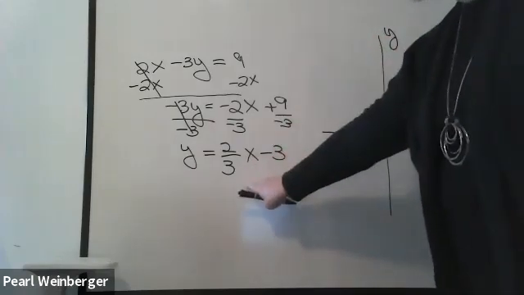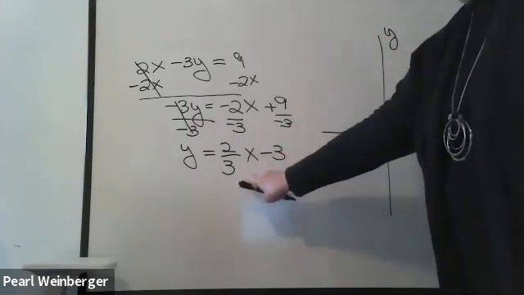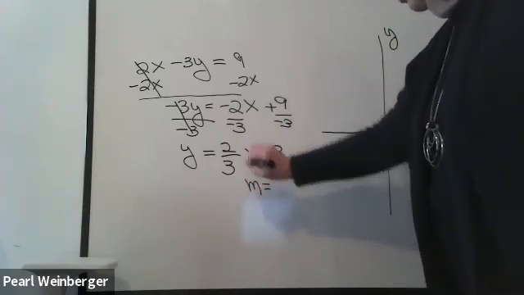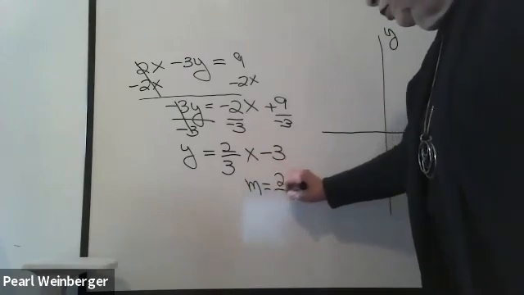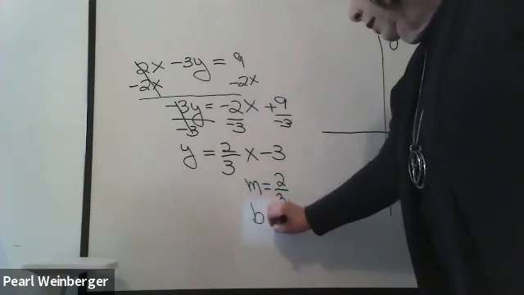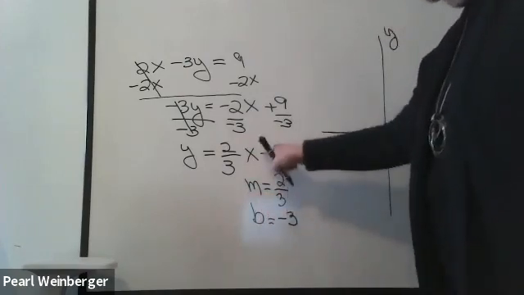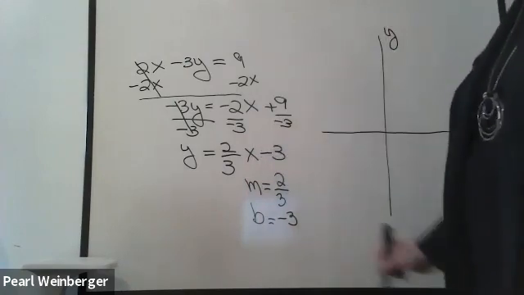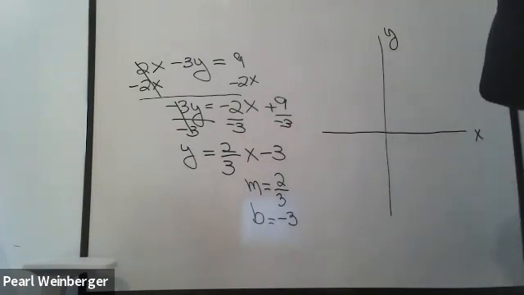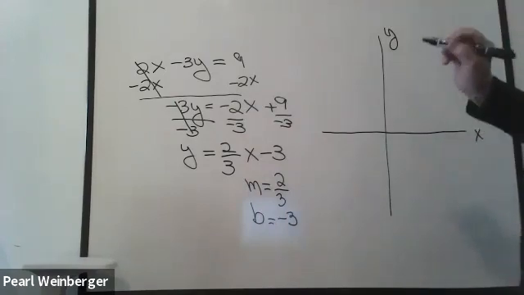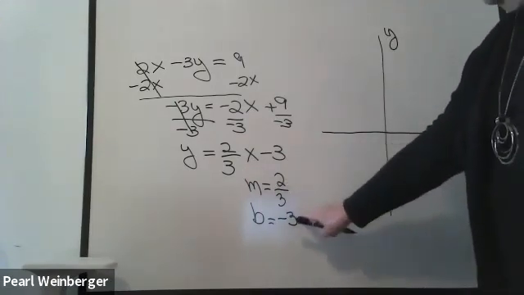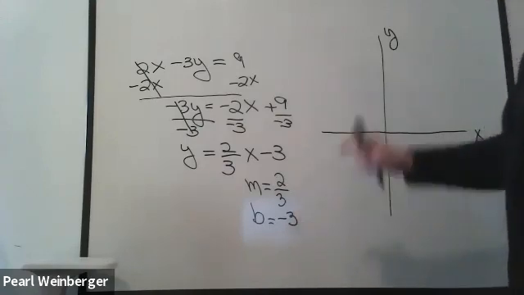So if I look at this, there are two things that are important to me. One is the slope, I'm going to call that the m, which I see is 2/3. And one is the y-intercept, which we call the b, and that's -3. Don't forget, the sign is part of the number. If it's a plus sign, then you don't have to put that sign in, but if it's negative, you have to put it in.